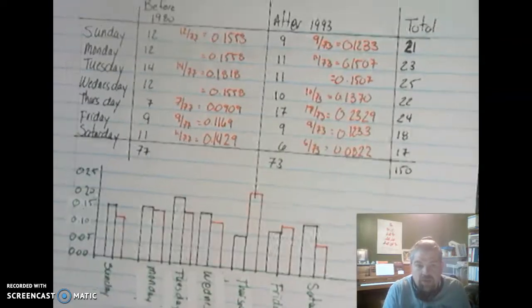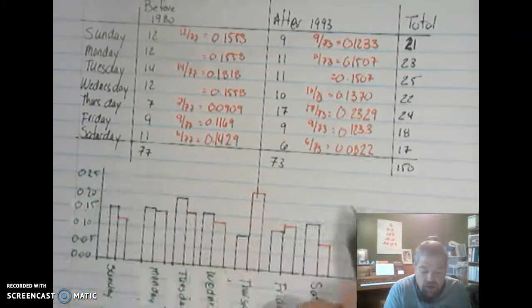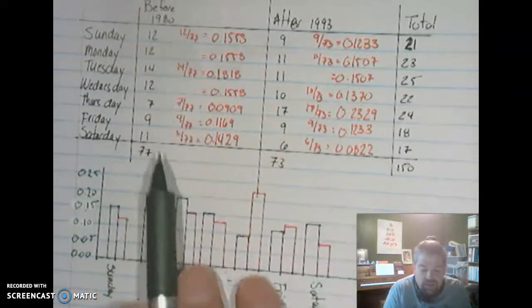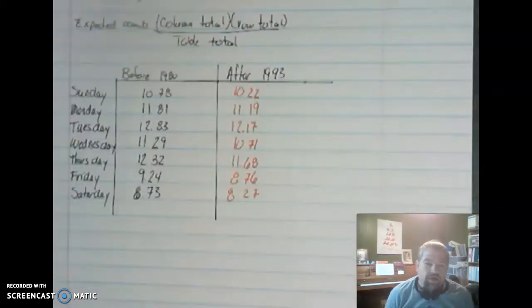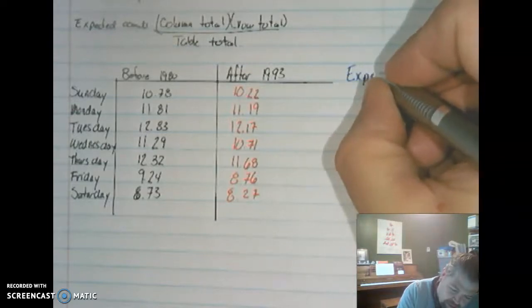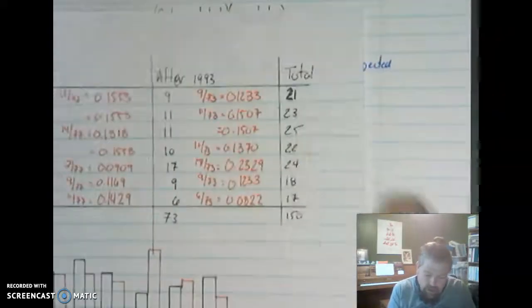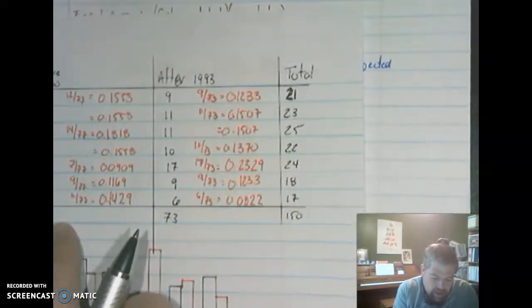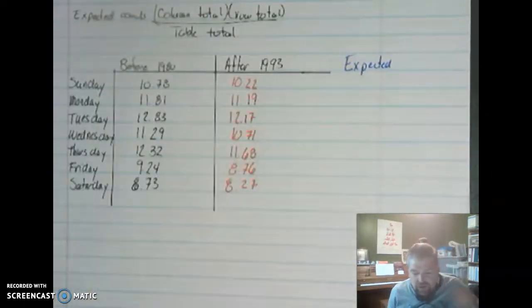So I'm going to make another chart with Sunday, Monday, Tuesday. I'm going to put the two columns here, and then I'm just going to put the expected counts. Okay, so here are my expected counts. I have calculated them all by, again, taking the row total from our table, multiplying it by the column total, and dividing it by 150. So that's what you should have gotten.